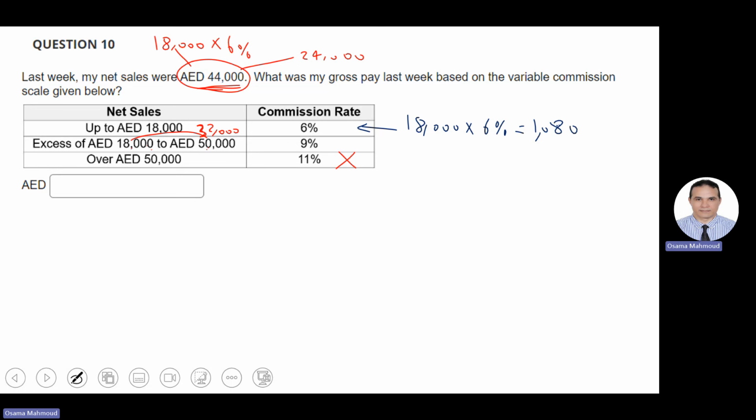Now the rest of the 44: 44 minus 18 is 26, sorry. So for the 26, you will get how much? This is 9%, right? So this 9% equals what? Multiply this one, please. Yeah, 2,340.